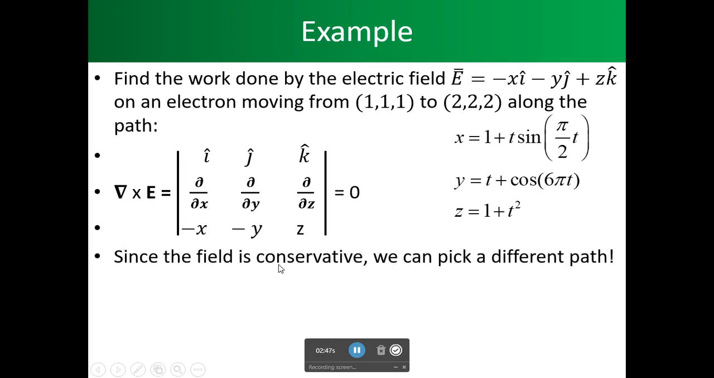So since the field is conservative, we just looked at that, we can pick a different path. We said that the paths are independent. We can choose any one we want. The only problem with this one is the sine here, going from 0, 1 to 2, so going from 1 to 2 is not good in reference to our pi over 2.